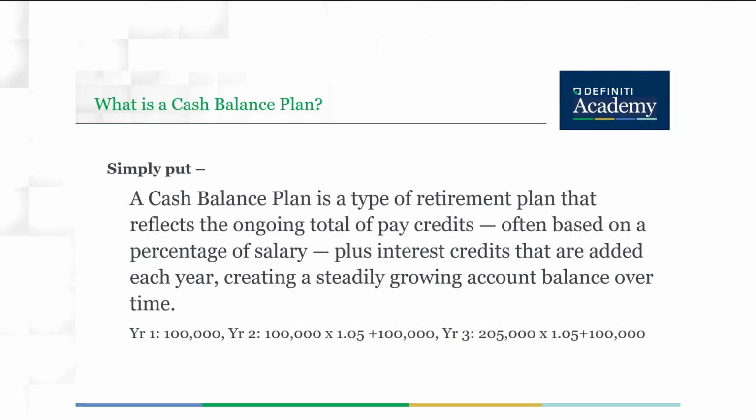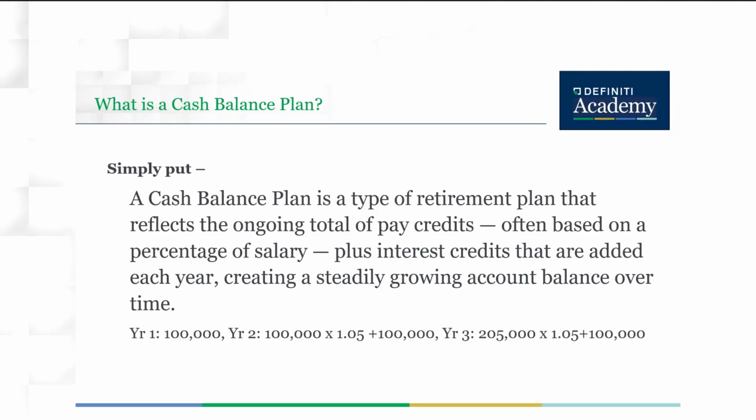So year one, it's December 31, 2025. The cash balance will be 100,000 because realistically the physical deposit was made like in May 2026 after the year is over. So the 100,000 was treated as a receivable with no earnings on it. Year two, it's December 31, 2026 now. The opening balance of 100,000 picks up 5%, and the person has another pay credit of 100,000. So at the end of the second year, the cash balance is 205,000.